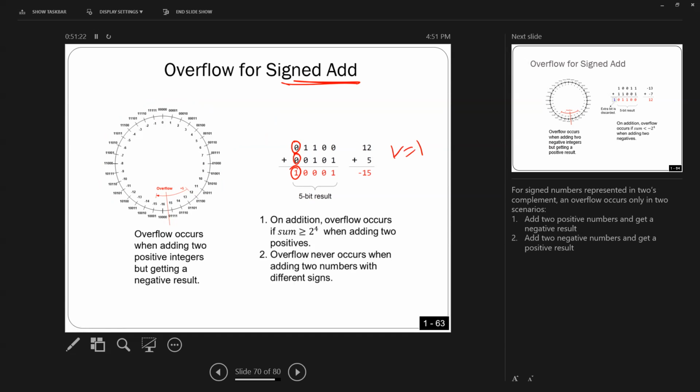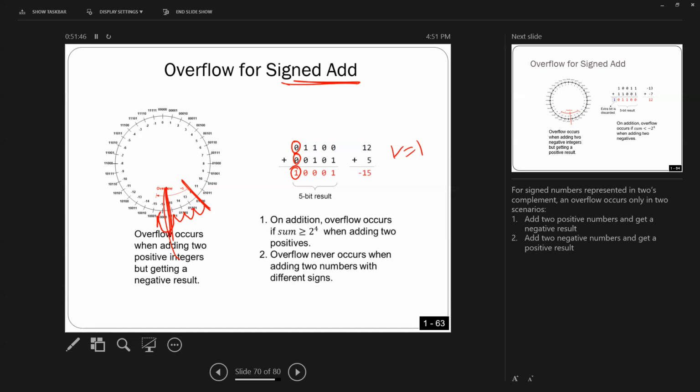Okay, logically, what happened here? I start from 12 and I want to add 5. So 1, 2, 3, and then you cross the border for a positive number. That is why when you add two positive numbers, you can get a negative number. Why? Because you cross positive plus positive, and then you cross this border.